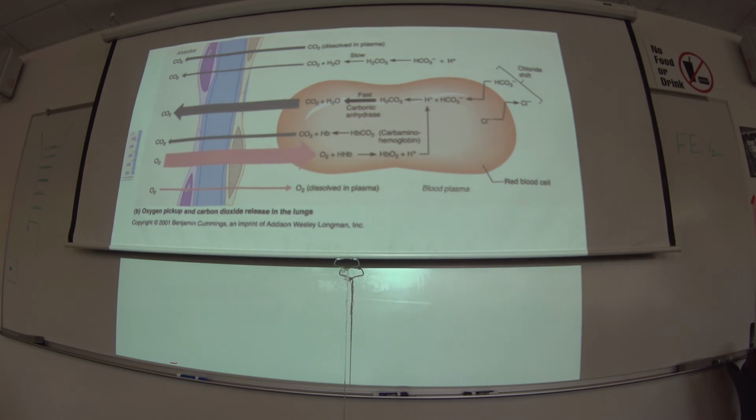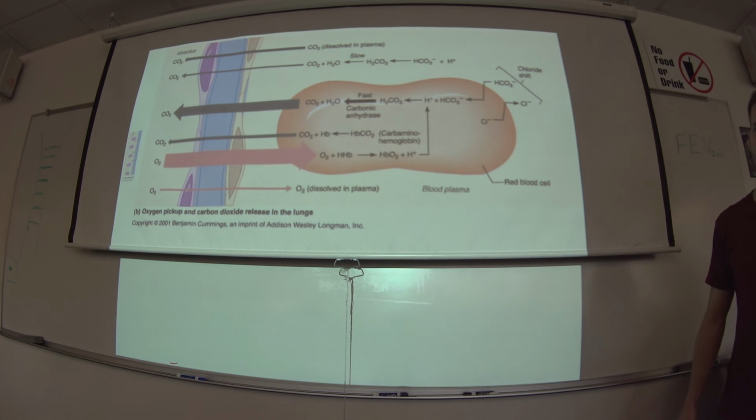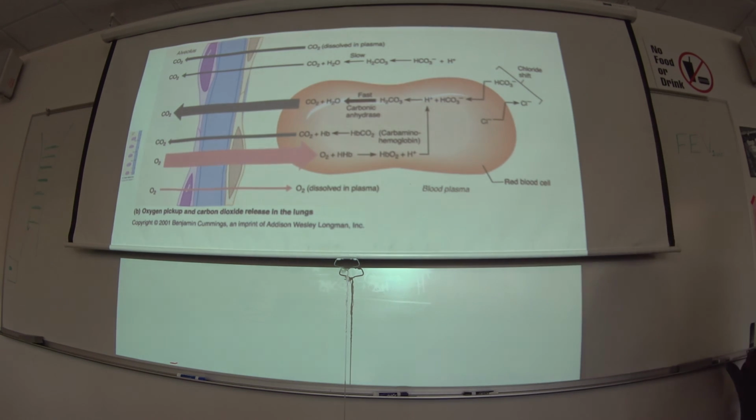When you have a low RBC count, does more CO2 dissolve into the plasma, or does it stay in your tissues? It's going to leave your tissues no matter what, because it's just the concentration gradient in the previous picture.